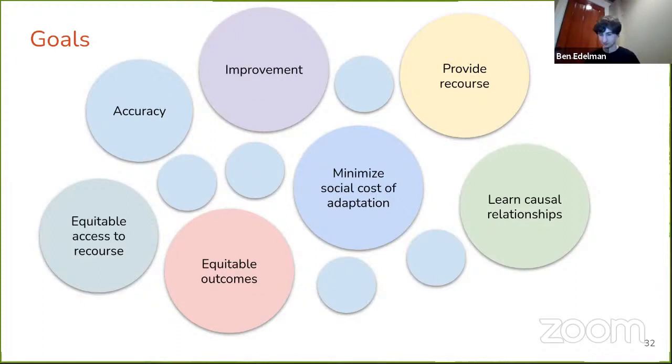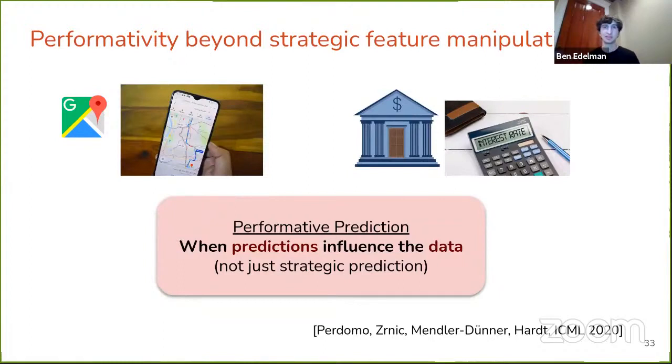So now I'm going to spend a few minutes discussing a generalization of the strategic prediction setting that was introduced last year by Perdomo, Zrnic, Mendler-Dünner, and Hardt at ICML. It's kind of a change in tack from the causal setting. I'll describe just a few examples from their paper. Suppose you are using Google Maps to decide whether to take one road or another to go, let's say, from your home to your office.